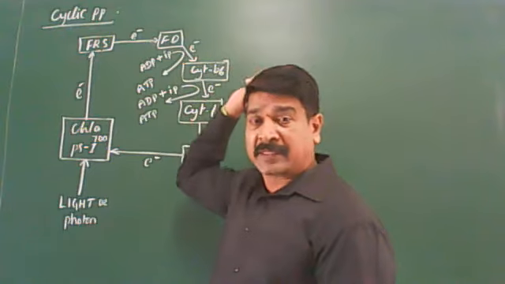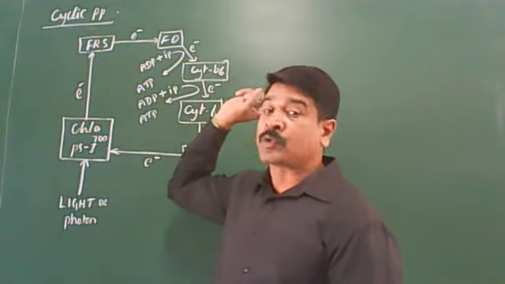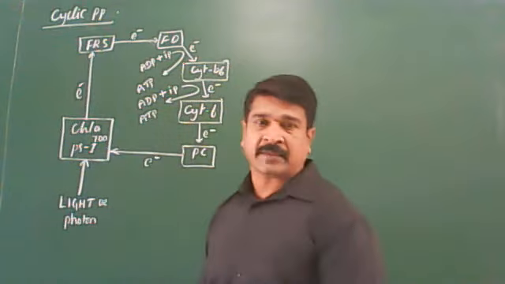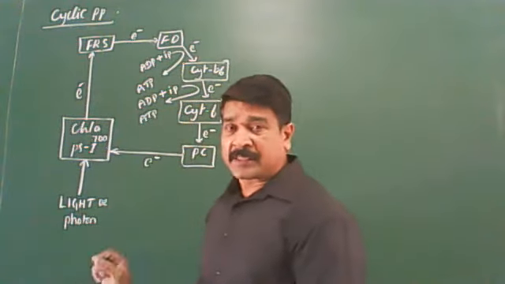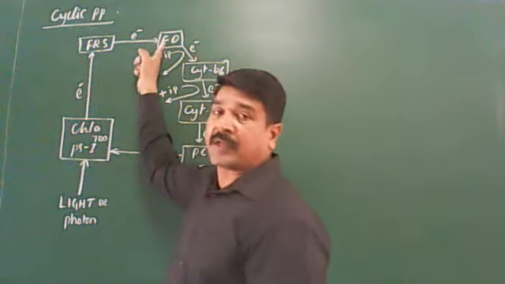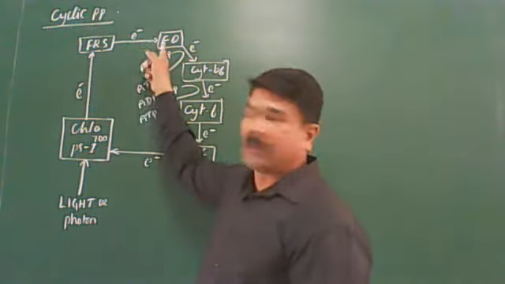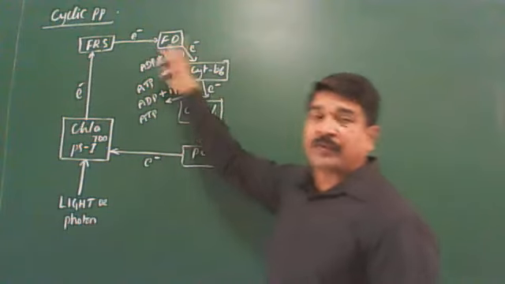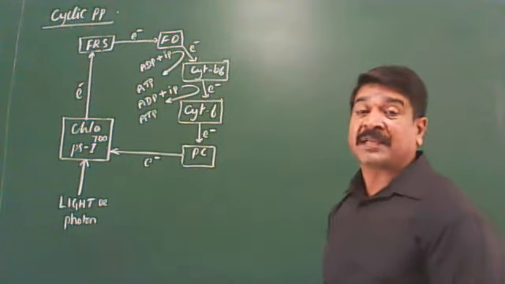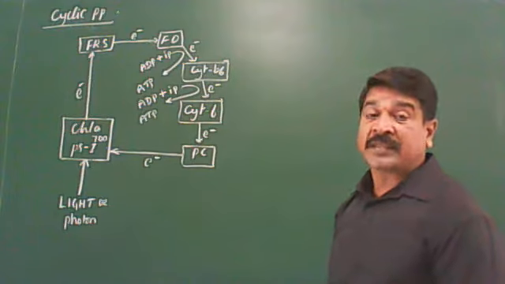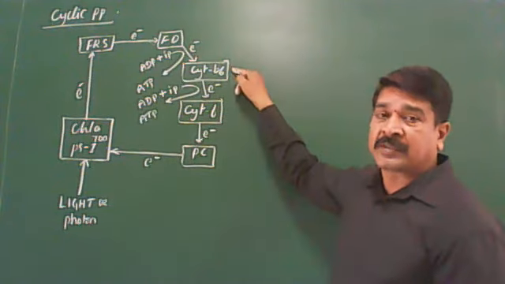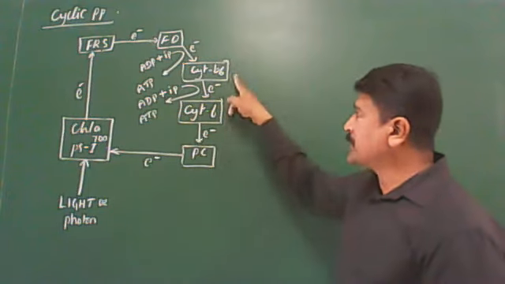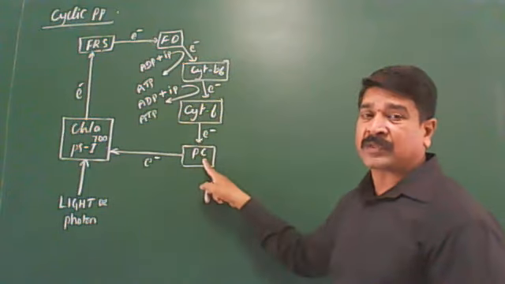This is even in the non-cyclic photophosphorylation also, that you should keep in your mind. Okay. Ejected electron is accepted by ferredoxin reducing substance. From the ferredoxin reducing substance, electron is transferred to coenzyme ferredoxin, FD. From the ferredoxin, electron is transferred through a series of cofactors like cytochrome B6, cytochrome F, and plastocyanin.